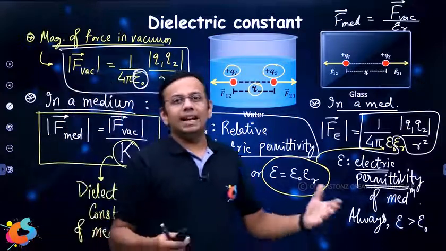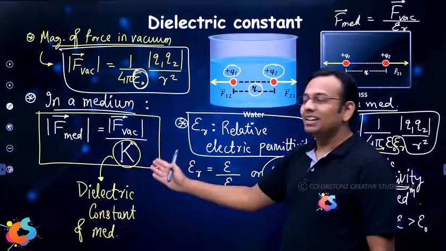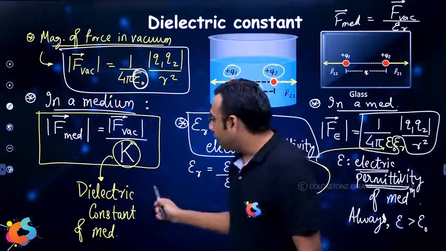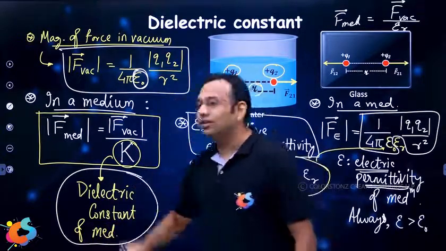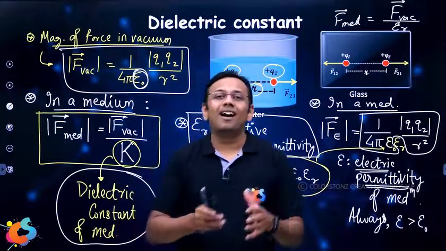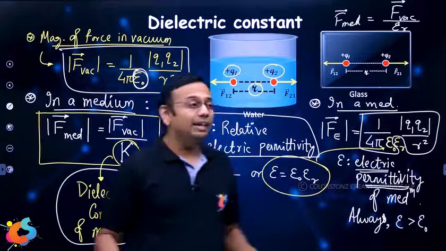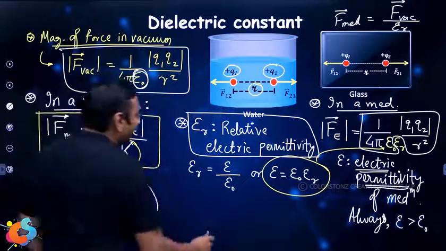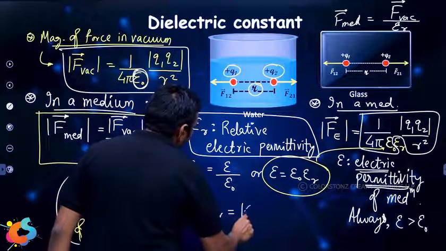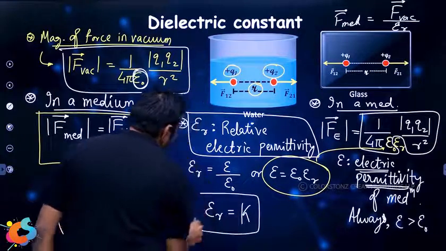But wasn't that the dielectric constant? The force in medium reduced by a factor of k, where k we called the dielectric constant of medium. So yes, numerically both are the same things. Numerically, epsilon r and k, they are the same things. Epsilon r is equal to k, the dielectric constant.